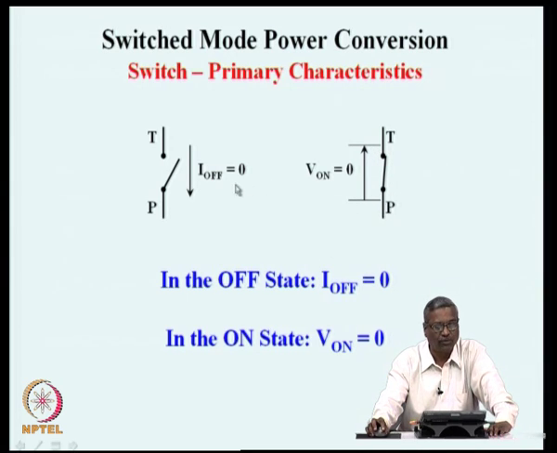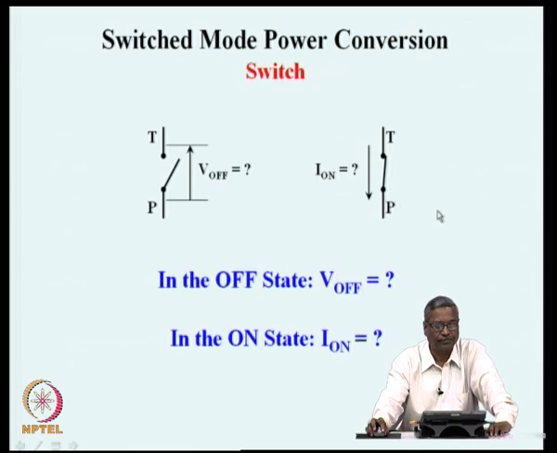It is very easy to remember the ideal characteristics. Most of the ideal features are 0. In the off state, it is the current through the switch which is 0, and in the on state, it is the voltage across the switch which is 0. But in the off state and in the on state, what happens to the other characteristic of the switch? In any circuit element, we know that there are two circuit variables. One is the current through the element and the other is the voltage across the element.